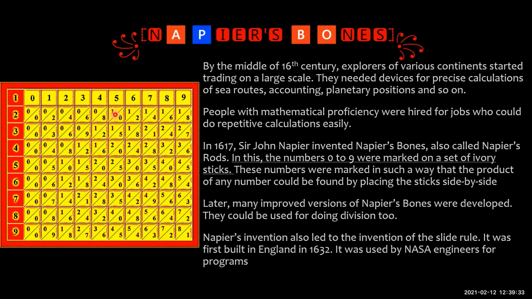In 1670, Sir John Napier invented Napier's bones, also called Napier's rods. In this, the numbers 0 to 9 were marked on a set of ivory sticks. These numbers were marked in such a way that the product of any number could be found by placing the sticks side by side. Later, many improved versions of Napier's bones were developed. They could be used for doing division too.